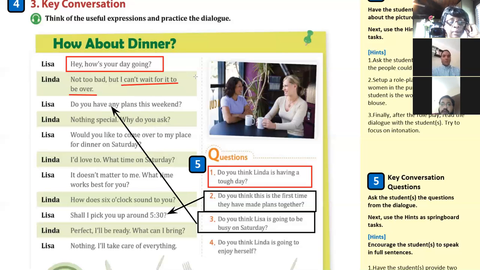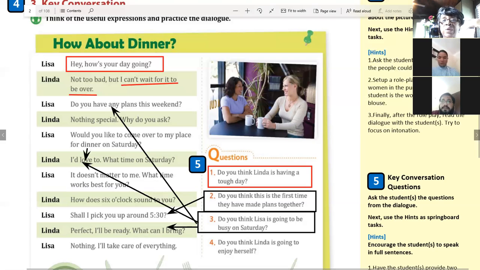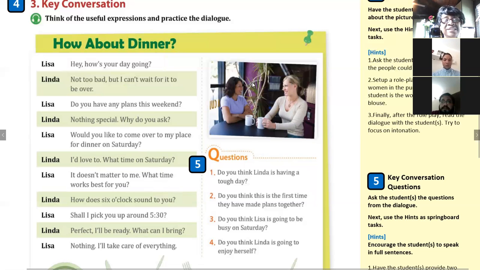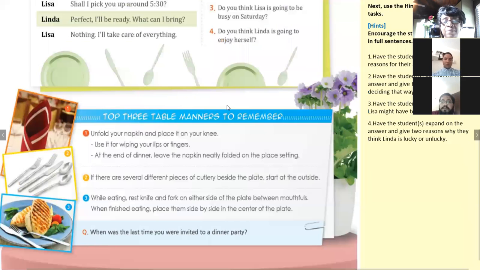Do you think Linda is going to enjoy herself? Yes. On the second last line, perfect. I will be ready. What can I bring? And she also says, I'd love to. It's the use of the words love to that makes me think that she will definitely enjoy herself. Very good. And these are just quick ways to get out of yourself and hear and try to think very quickly what a conversation is about. The comments that I'm making are not necessarily the truth, but it's what I'm hearing and what I think. Okay.